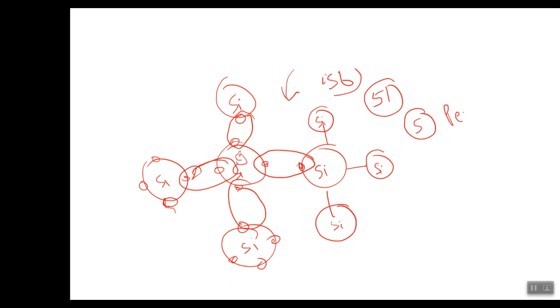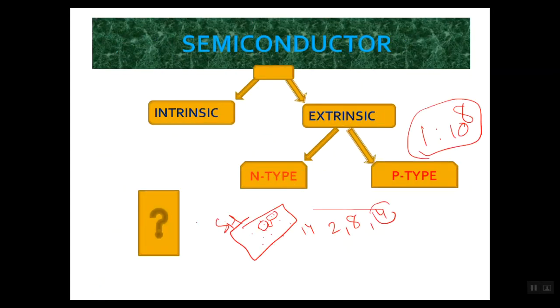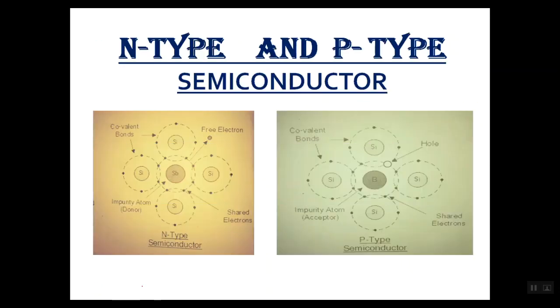Its outermost orbit has 5 electrons. So that's why it is called pentavalent impurity. So now when we add this 5 or pentavalent element in it, what happens? Let us go to the slide.